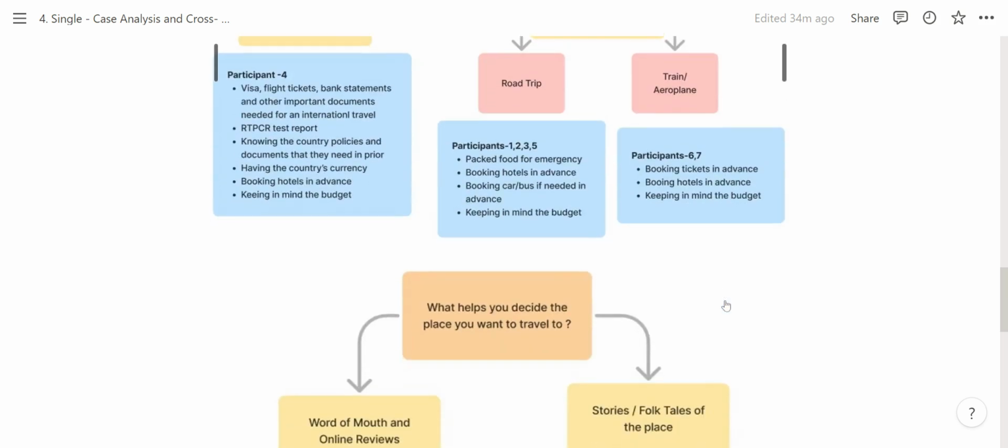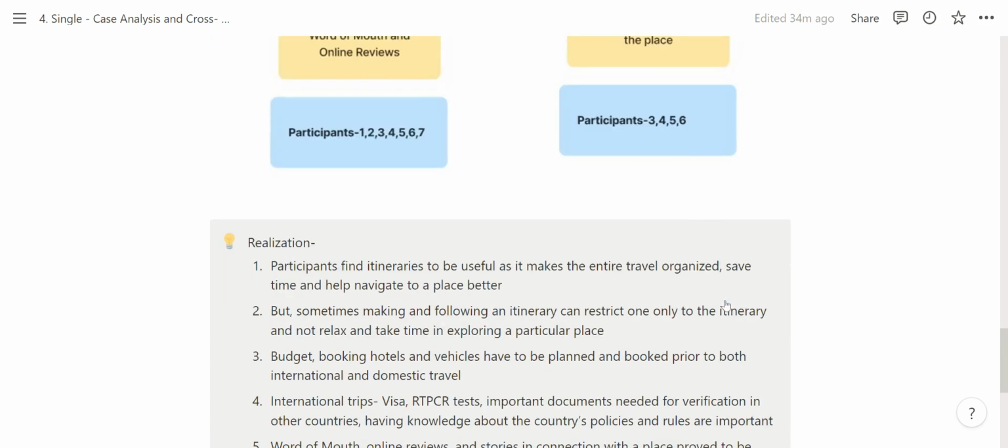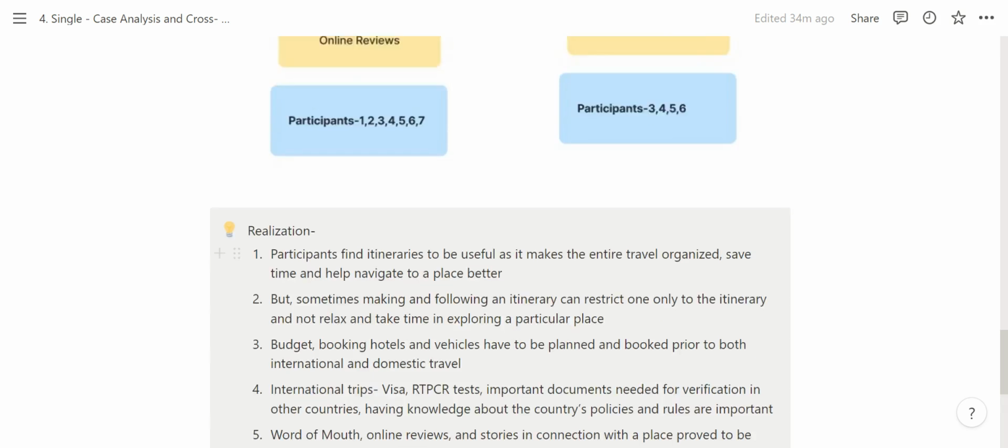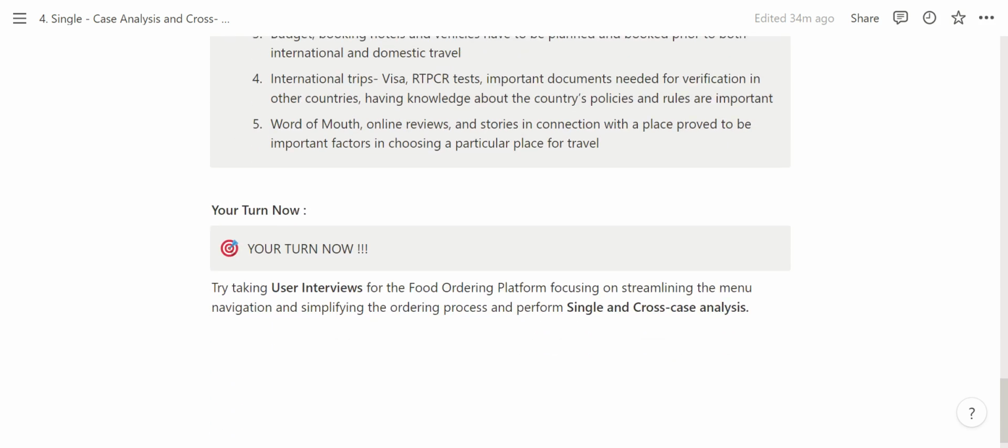Now, coming to this, here I've further summarized the entire pre-trip process in the form of points under the title called realizations. So you can do this too if you'd like to, or if you want to do something else, you can do that as well. Now it's your turn.